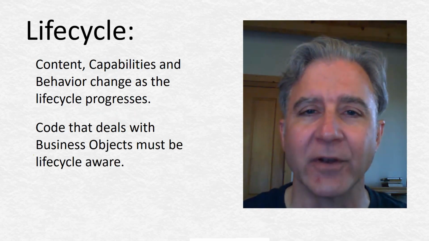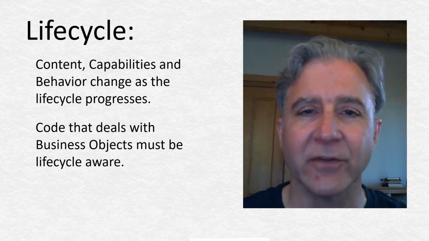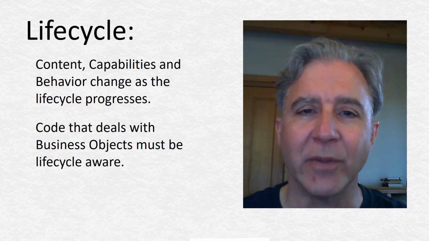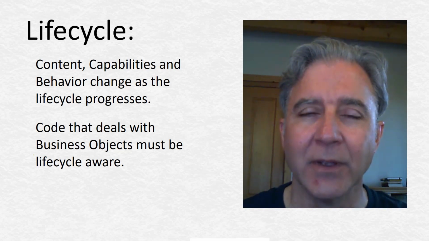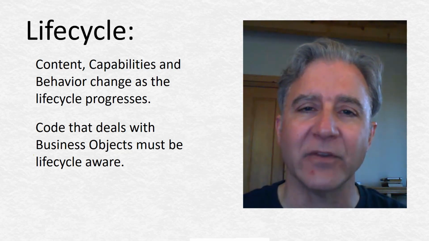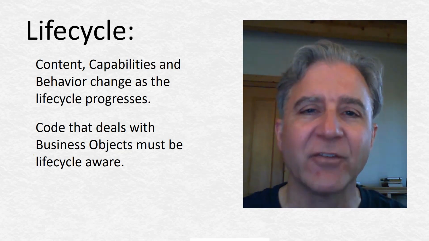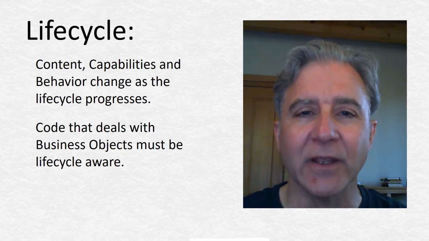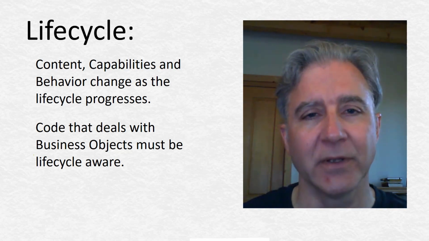As a business object passes through its life cycle phases, the content of the business object will change over time. For example, early on in the preparation phase of the business object, there's probably much less information there than there is in later stages of development.